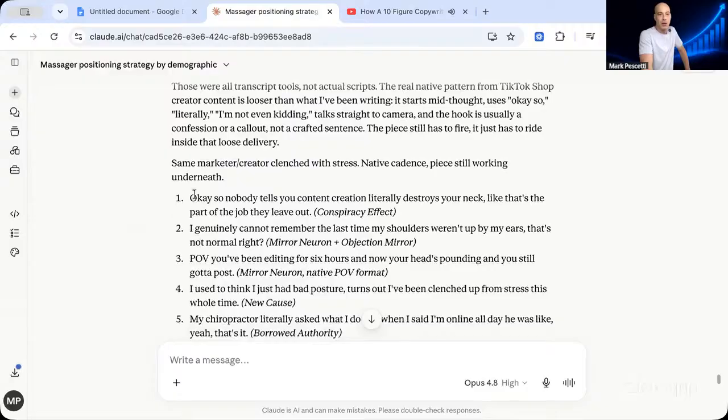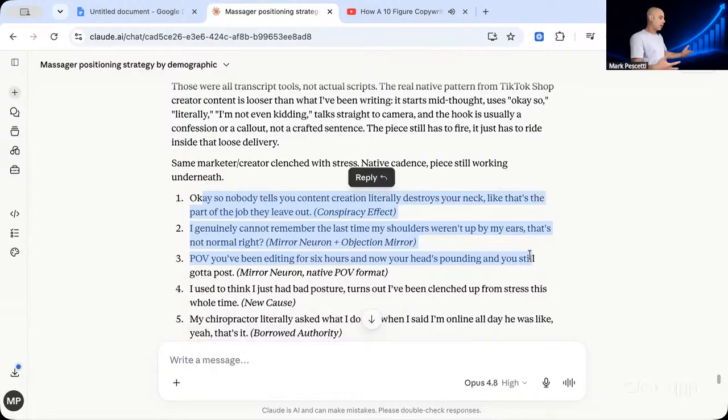So the copy that you're seeing here, okay: nobody tells you that content creation literally destroys your neck, because we're constantly looking down. So now we're asking very specific people who are making their living online more than at regular jobs, because regular jobs don't help people make a living anymore. And I can actually substantiate that. That's not just political hyperbole.